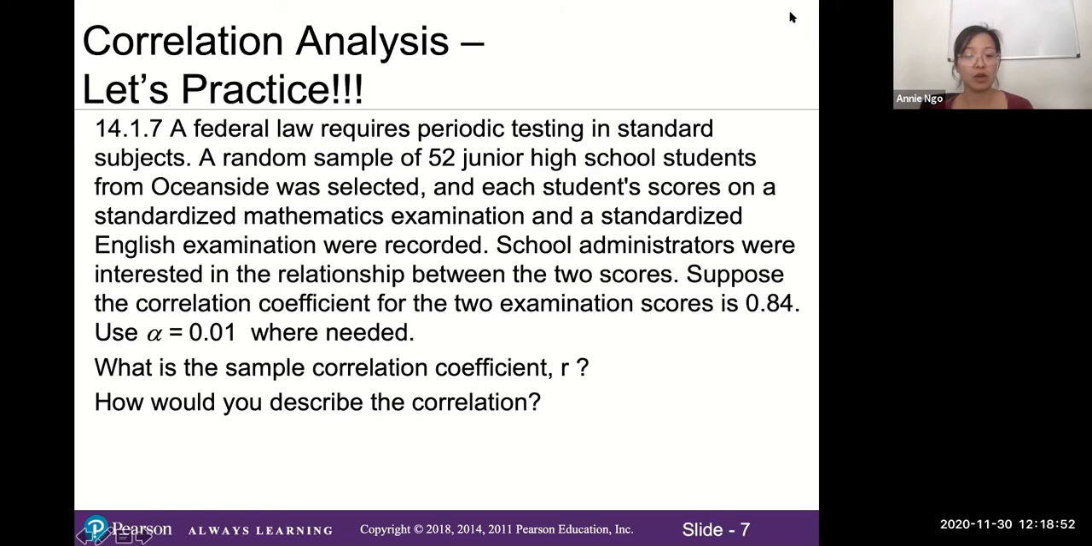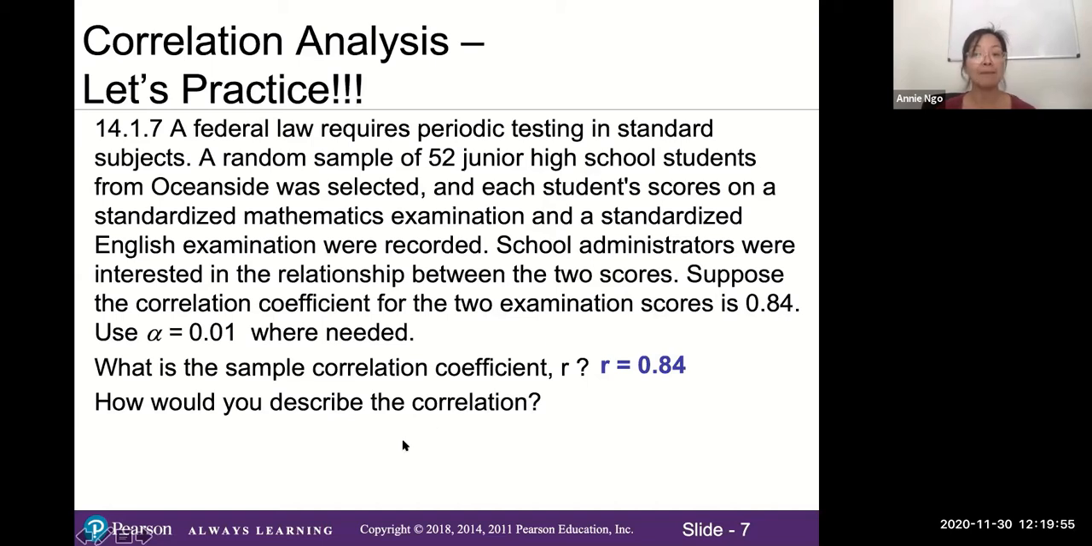So first thing I want to make sure we know, what is the sample correlation coefficient, or the lowercase r? Yep, the r is the 0.84. So you can see here in this sentence, suppose the correlation coefficient for the two exam scores is 0.84. That was our clue right here, the word correlation coefficient. It didn't say sample, but because it talks about the two exam scores from the sample, it's implied. So that's where we get our r from.